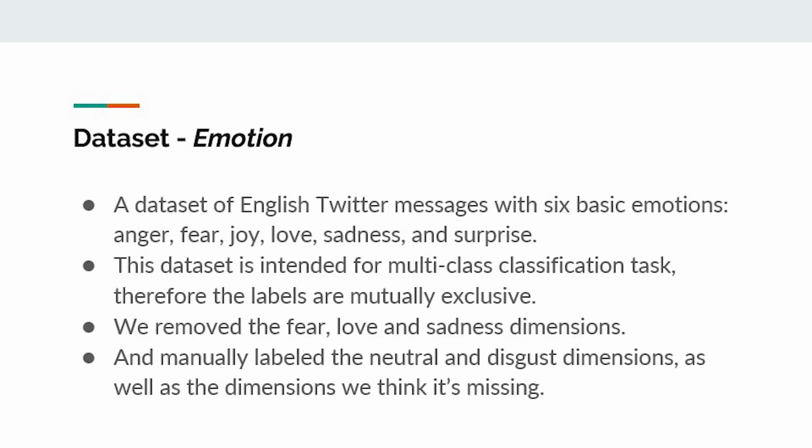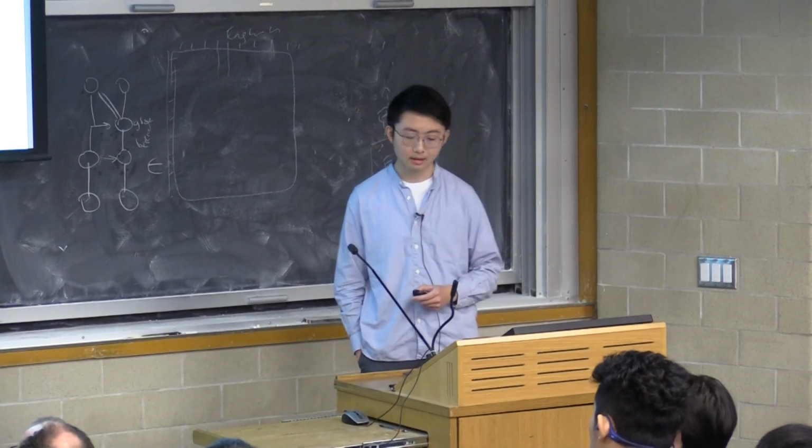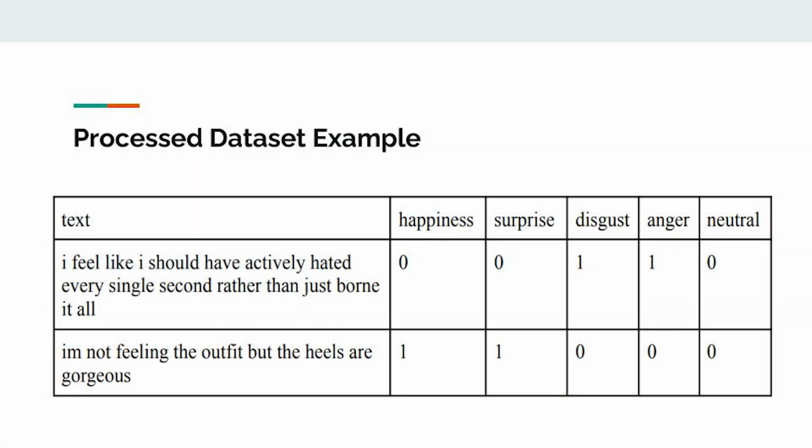And Emotion is a dataset of English Twitter messages with 6 basic emotions: anger, fear, joy, love, sadness, and surprise. This dataset is intended for multi-class classification tasks, and therefore the labels are mutually exclusive. So we removed the fear, love, and sadness dimensions and manually labeled the neutral and disgust dimensions, as well as the dimensions we think are missing. So here's an example of our processed dataset. On the left is the input, and on the right is the target. You can see there are multiple labels at 1 for both examples.